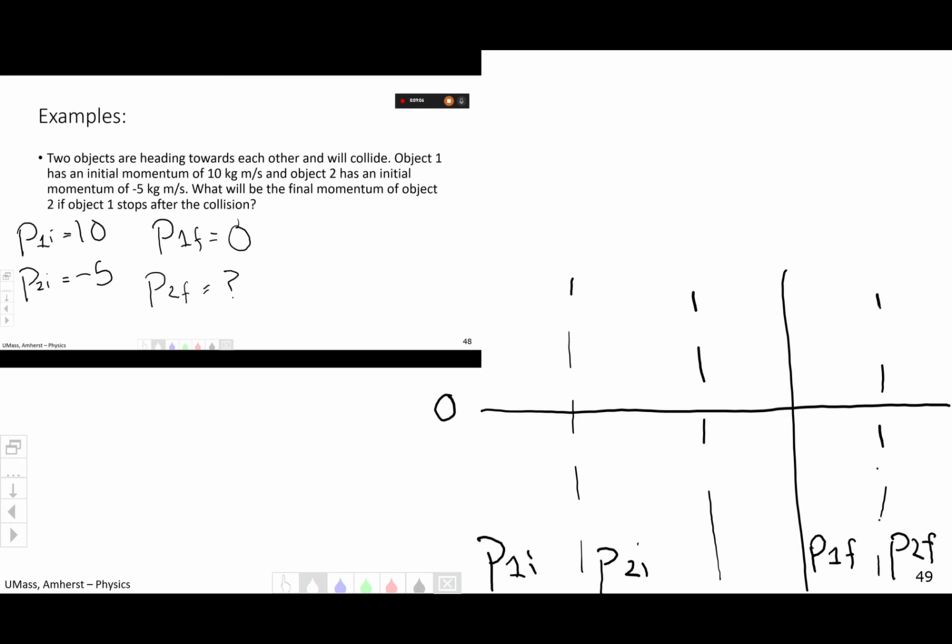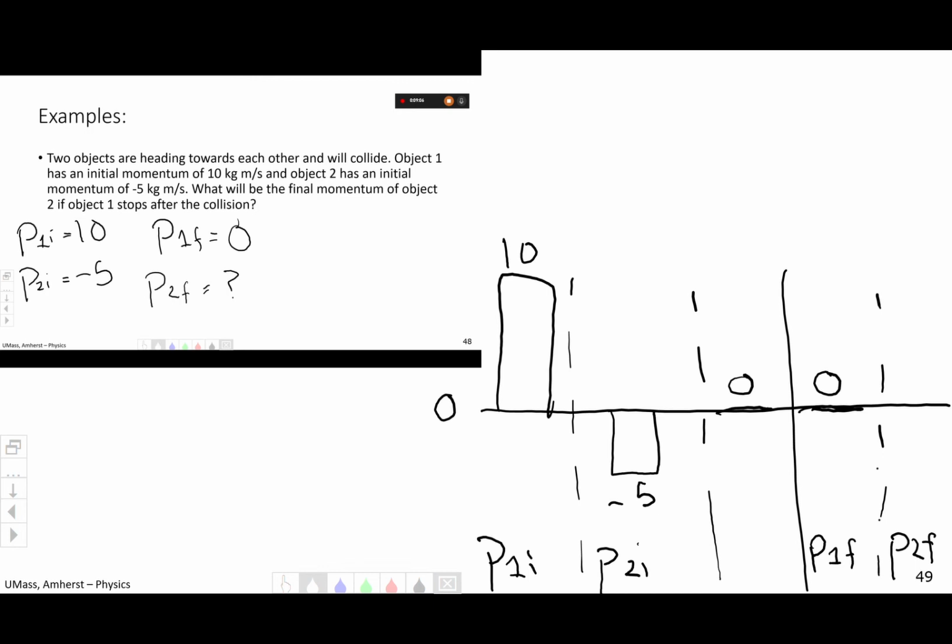So P1 initial is going to be a +10. P2 initial is going to be a -5. This is 0. And P1 final, we said it goes stationary, so no velocity, no momentum. So P2 final is our unknown. So what do?